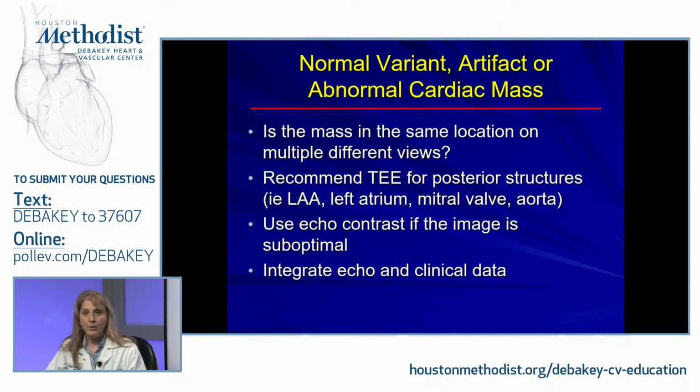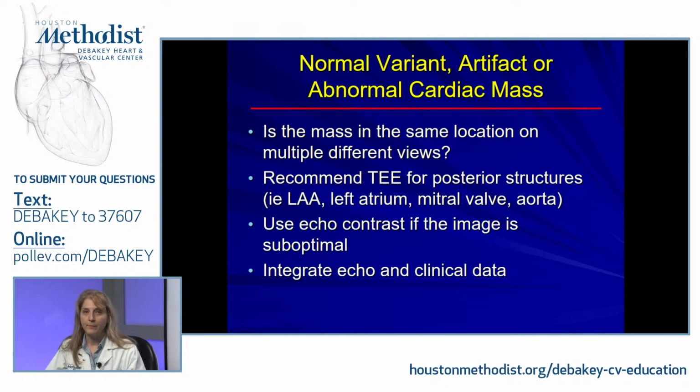So basically, how can you tell if it's a normal variant, an artifact, or an abnormal cardiac mass? For artifacts, it's easy. If the mass is in the same location in multiple different views, it is some sort of mass. You just don't know if it's a normal variant or abnormal. Artifact, you're only going to see it in one particular view.